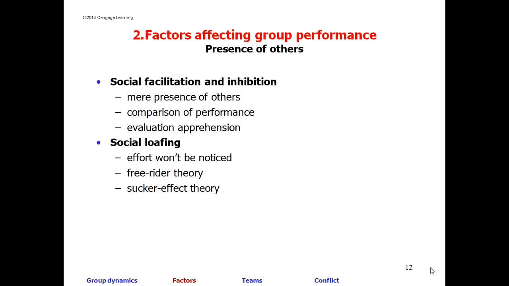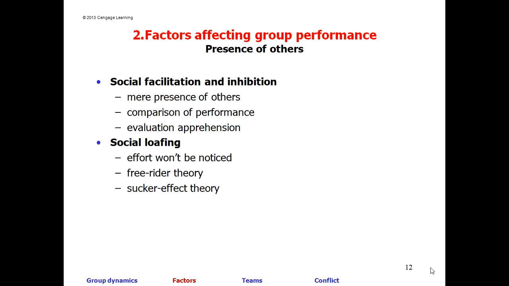Moving on, there is the presence of others, meaning how the group performs in the presence of others. We have seen this earlier also, social facilitation and inhibition theory, which explains that when there are people present, the performance becomes more active, and comparison of performances, like he's done better, the other one has done better, has a greater effect on the performance, and evaluation also gives apprehension. Social loafing: effort would not be noticed, free rider theory and sucker effect theory.